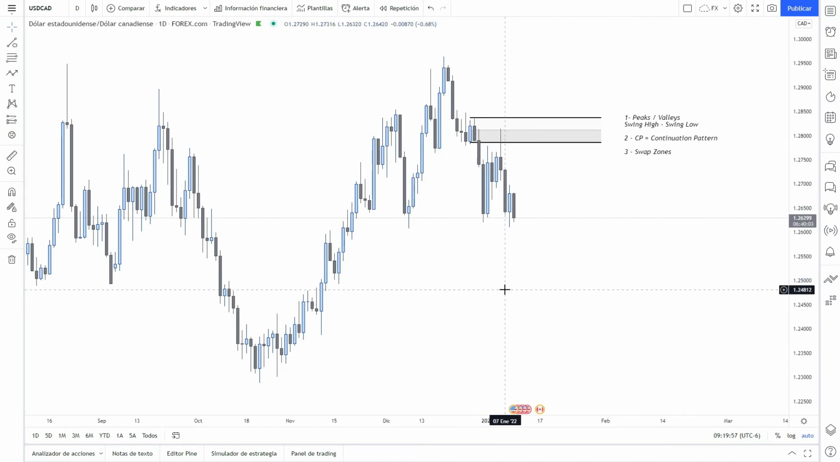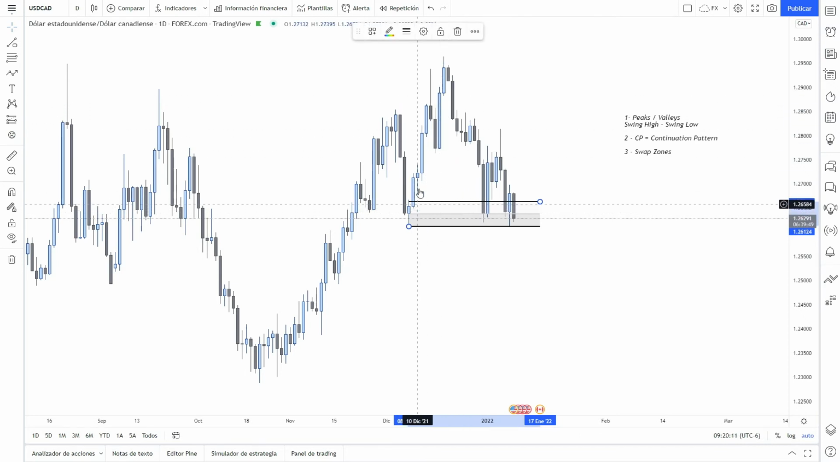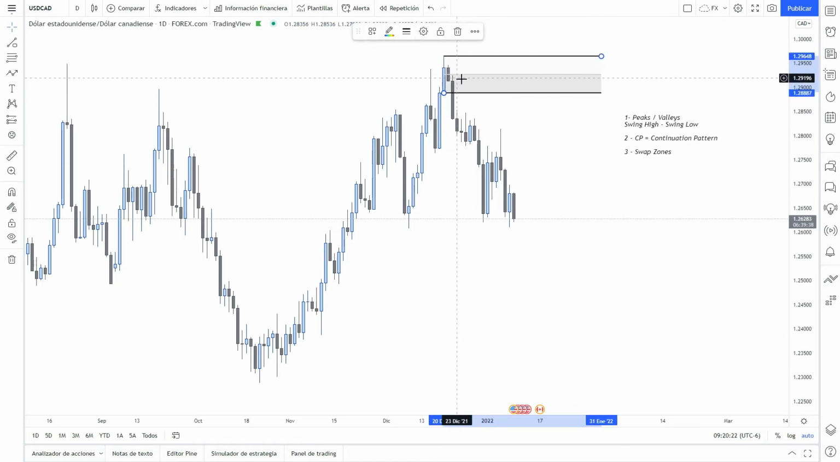Remember that we have to apply our rules to identify if this is a valid zone. As you can see here, price from this valley created a new high. We can fit the base of the candle at least 2 or 3 times in the rally. We also have here a peak. This peak created a new low right here, and the base can fit at least 2 or 3 times in this huge drop. This is the daily chart.